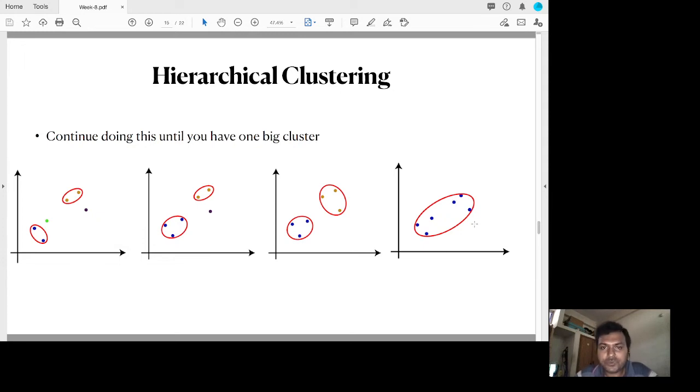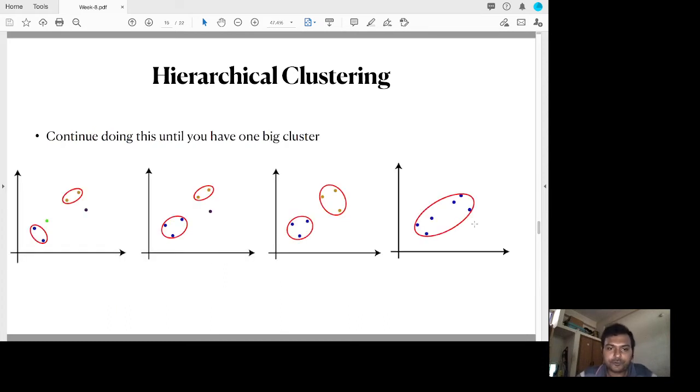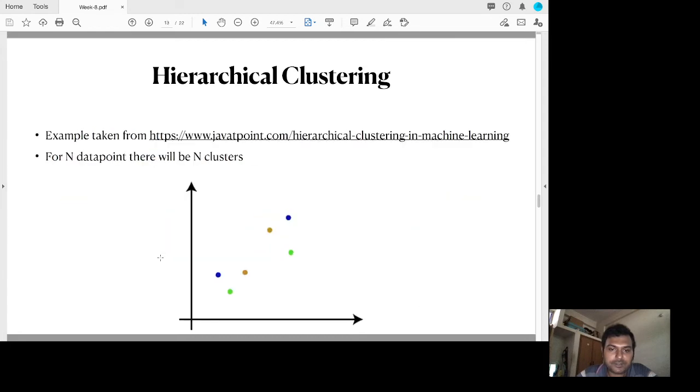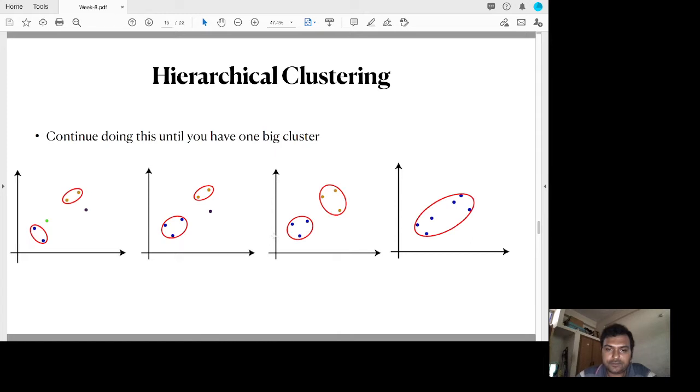So what is the use of this? Now we create the dendrogram. We actually followed a particular procedure, but finally we ended up with this big cluster. The dendrogram is something which records the procedure that we went through in order to compute the final big cluster. If you see, the first thing that happened was that these 2 points were clustered in the first case.